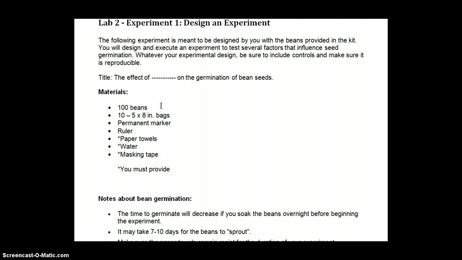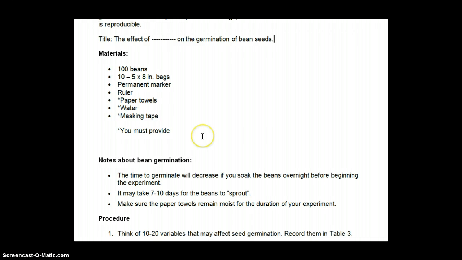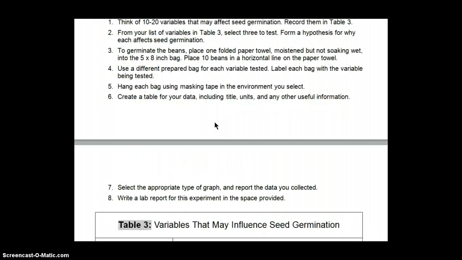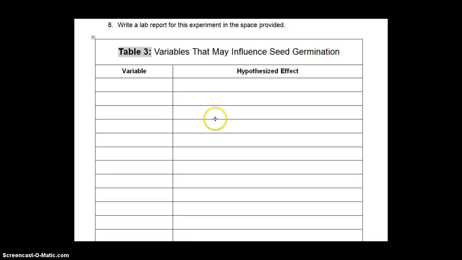The materials that you have, there are about 100 bean seeds in a pack, probably marked for this experiment. You have some plastic bags to do the experiment in, permanent marker to mark the bags. I don't know why you would need a ruler. We're not measuring how big the seeds get, we're just measuring whether they germinate or not. You need some paper towel to wrap the seeds in. You're going to keep them moist, and some masking tape to label each of the bags.